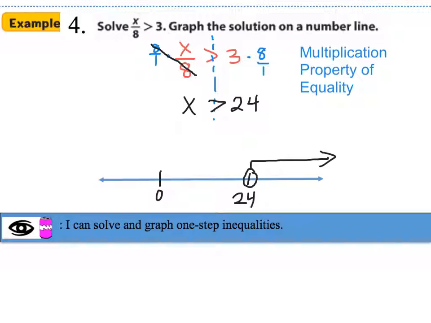Let's place the number 24 back in the inequality. So 24 is greater than 24. Well, that's a false statement because 24 is not greater than 24. That's why we have an open circle. Let's pick any number to the right of it, like 25. 25 is greater than 24. Well, that's a true statement. So anything to the right of 24 is a true statement.